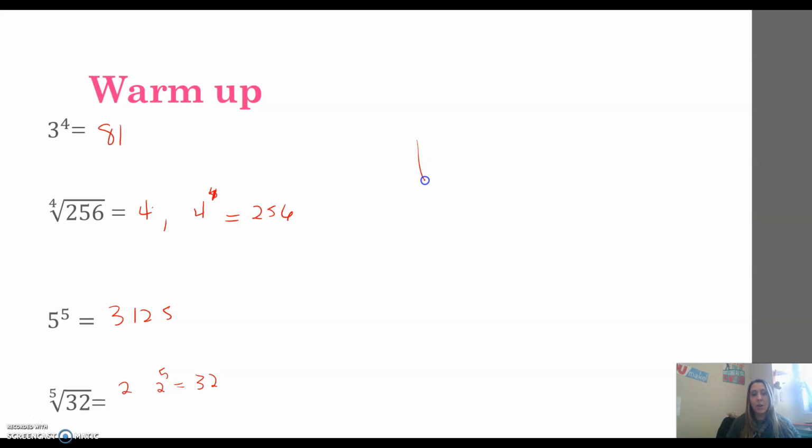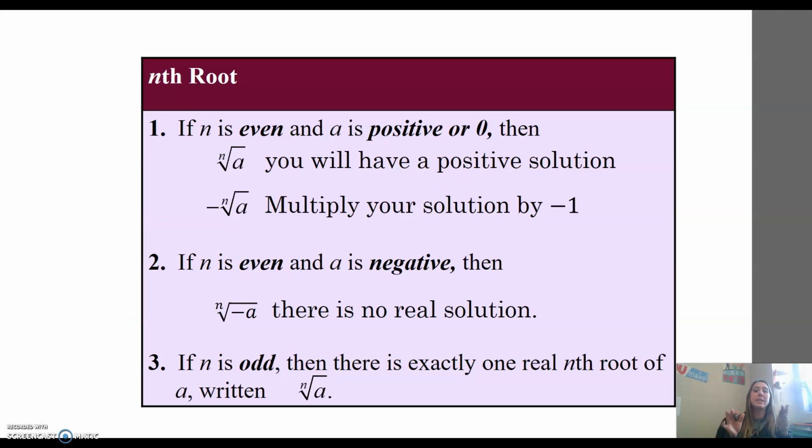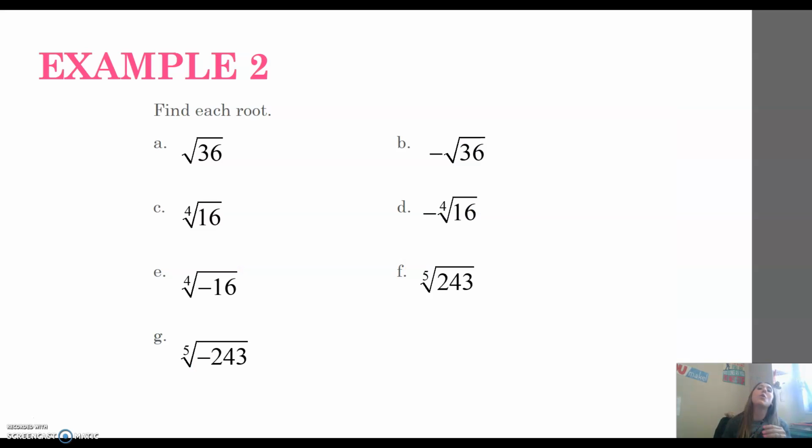Okay, so we ended this yesterday in our notes. This is what we got. So now we're going to use that idea. So go ahead and hit pause and write down all of these examples, and we're going to go through them. Okay, so the square root of 36 is 6.